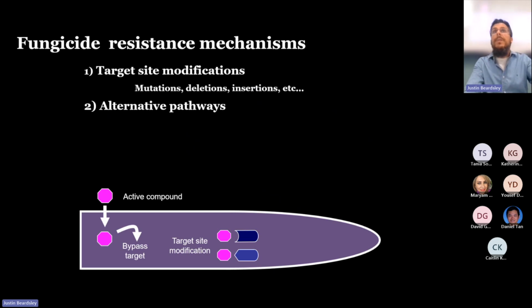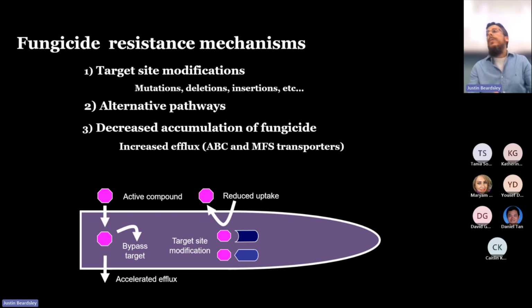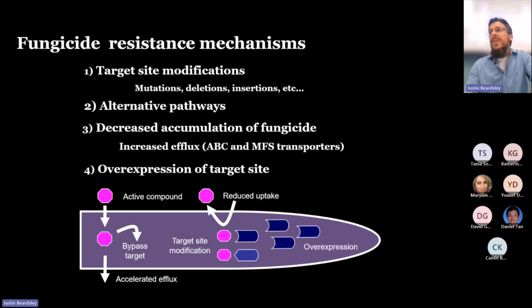We've got alternative pathways, mechanisms by which these pathogens can actually detoxify molecules or just take a different route, and still keep going with their metabolism. You've got decreased accumulation of fungicides by, for example, the overexpression of transporters; ABC and MFS transporters are quite common in diseases like Aspergillus fumigatus. And then you've got the overexpression of target sites. This overexpression can be of wild-type copies of the target site or mutated copies.